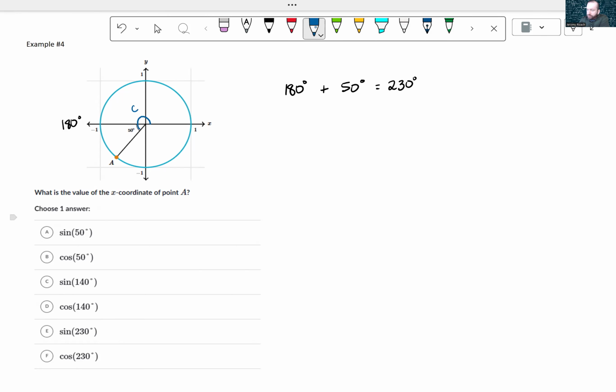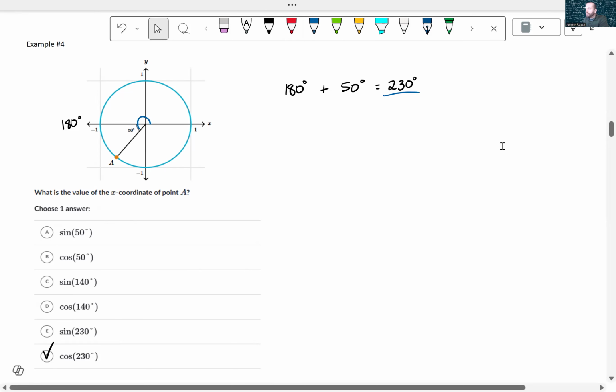And usually we call angles theta. We sometimes call them alpha as well, instead of using letters like x or y, because x corresponds to cosine and y corresponds to sine. So this says, what's the value of the x coordinate of point A? So we're looking for something at 230 degrees. So the x coordinate of point A would be cosine of 230 degrees. All right, next we're going to look at radians and degrees.